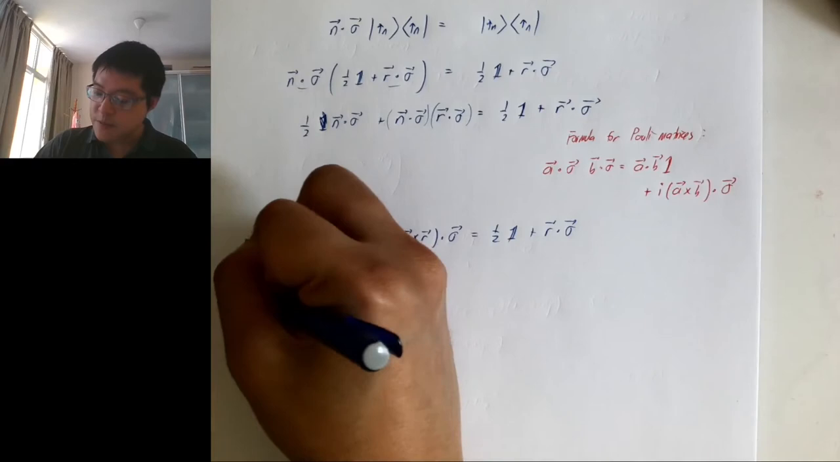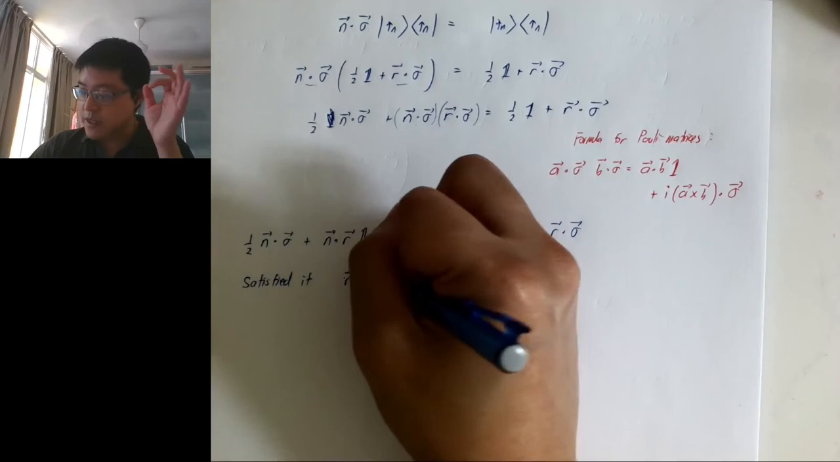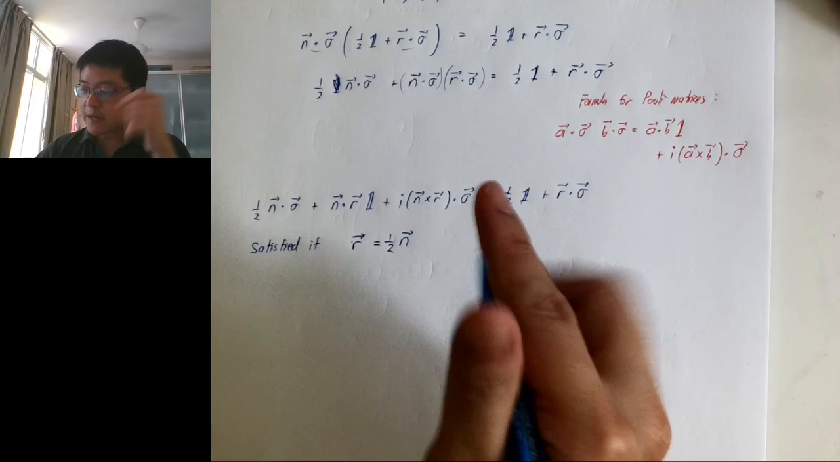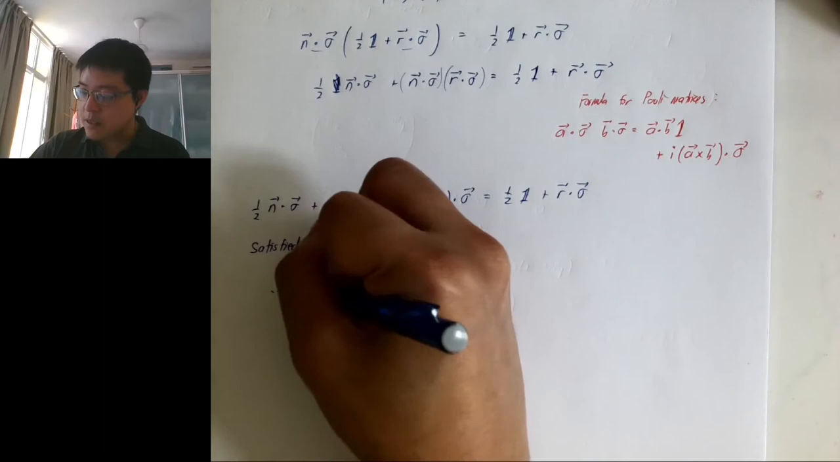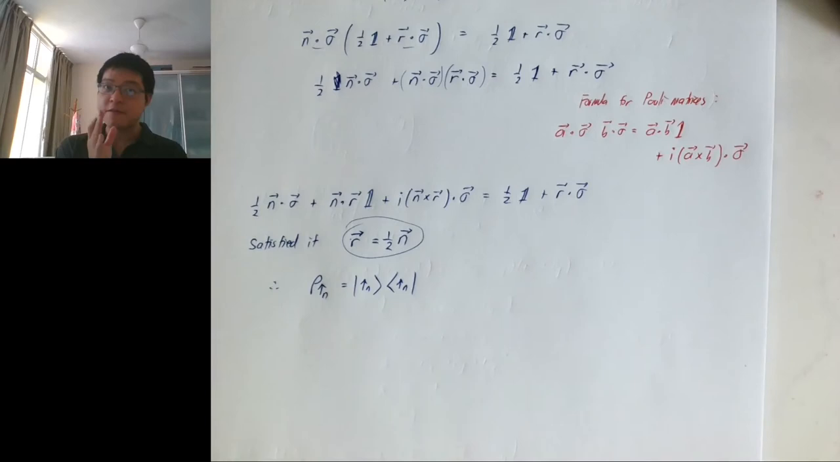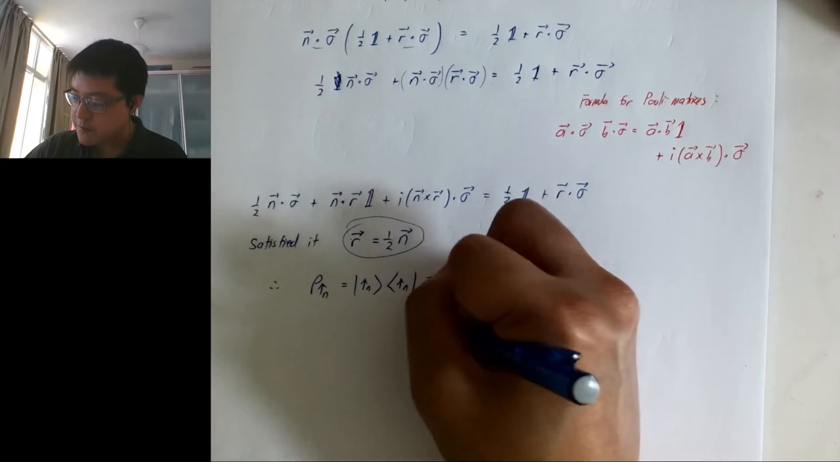So we notice that this will be satisfied if n is parallel to r. If I want to match this, this whole thing will come together nicely if this is half n. That means this will be satisfied, and then we get the equation that the left hand side equals the right hand side. So we have found this r already, which means our density matrix corresponding to this eigenstate, well, we haven't really found the eigenstate, but we have found the density matrix. It's going to be half identity plus half n dot sigma. If I pull out the half, it will make it nicer to look at: n dot sigma.